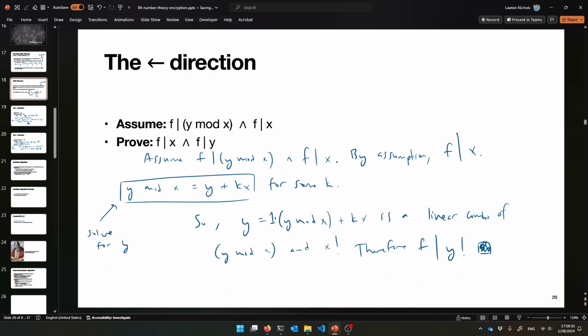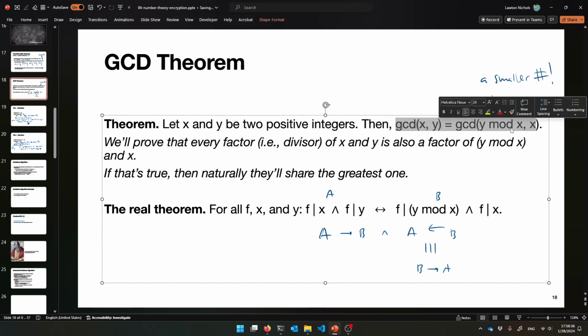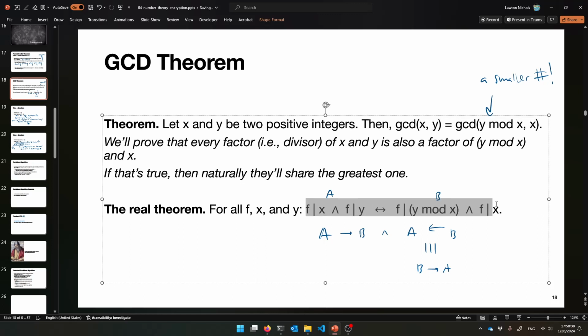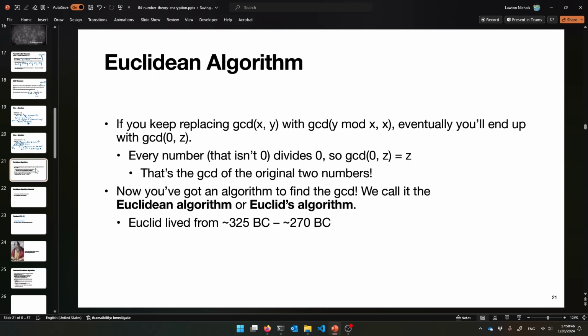And so that means the GCD of x and y really is equal to this. They have the same divisors, so obviously they have the same greatest one too. So that completes the proof. That's lovely. And that leads to an algorithm, okay? Because we know that these are equivalent, right? We've proven that this is equal to this. If we just keep replacing this side with this side, those numbers keep getting smaller.